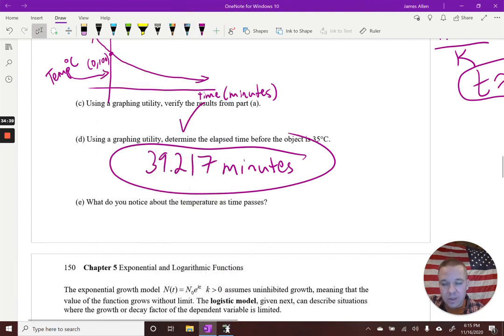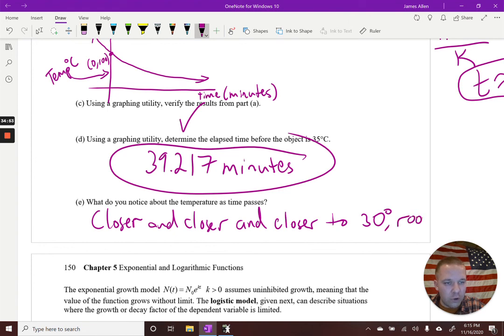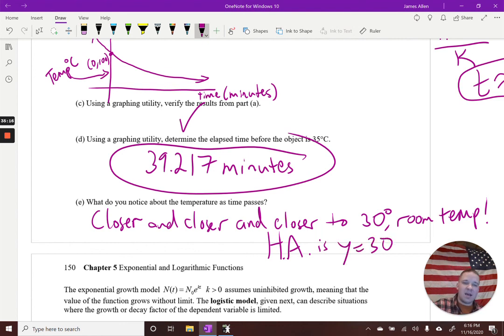All right. So closer and closer to 30 degrees room temp. Which makes sense, right? It's never going to get colder than room temperature. That's crazy. It's just going to keep on getting closer and closer to room temperature. Our horizontal asymptote is y equals 30. And that makes sense in what we know about exponentials.